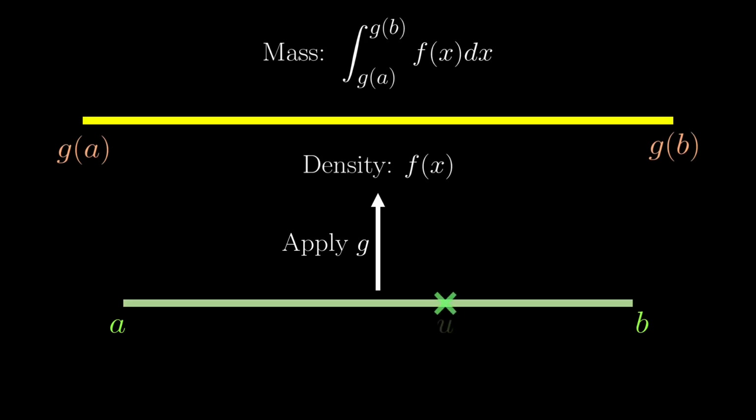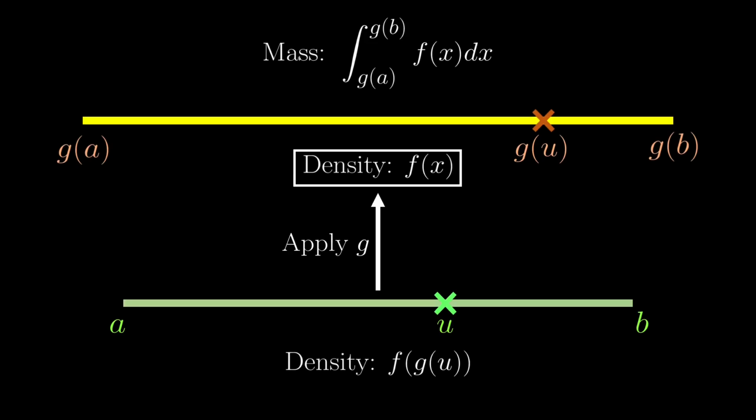So if I have a random point u here, we want this to correspond to the point g of u on the original rod. The density at this point is given by f of the position, which is f of g of u, and so we want this density on the bottom rod to be described by f of g of u as well. That doesn't make the two rods have the same mass because their lengths can be different, but here's the trick. We always chop the rod into smaller pieces to find the mass, but let's focus on the one containing the point u.